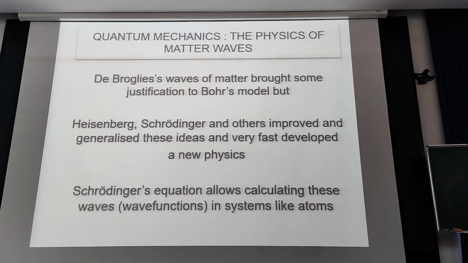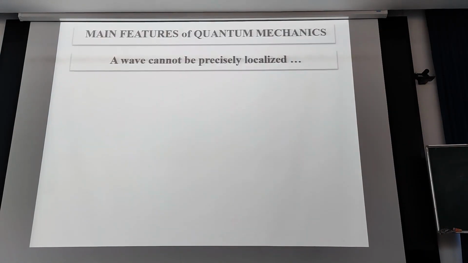So, based on the proposition of de Broglie's matter wave, we have some certification of the Bohr model. And then it comes to the contribution from Heisenberg, Schrödinger, and so on. Now with the Schrödinger equation, we can calculate the wave function of the system. I will not go into that because it's very physics. So, some main features: the wave cannot be precisely localized.